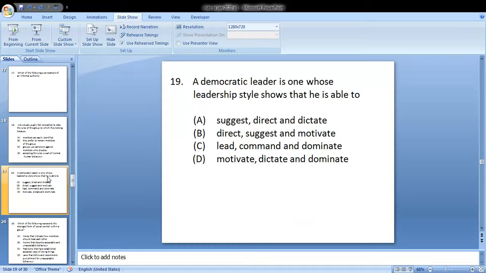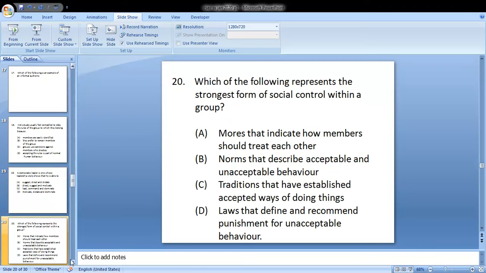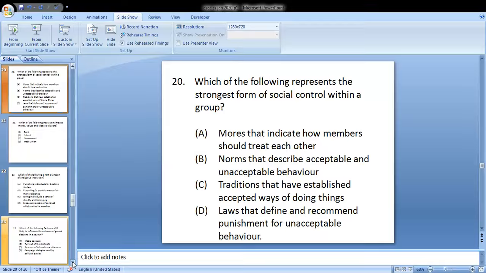19. A democratic leader is one whose leadership style shows that he is able to A. suggest, direct, and dictate, B. direct, suggest, and motivate, C. lead, command, and dominate, D. motivate, dictate, and dominate. We know our answer would be B. direct, suggest, and motivate. Let's go on to number 20.